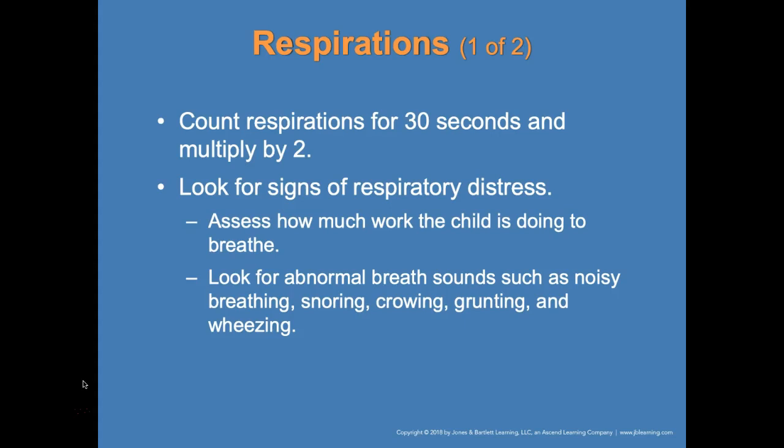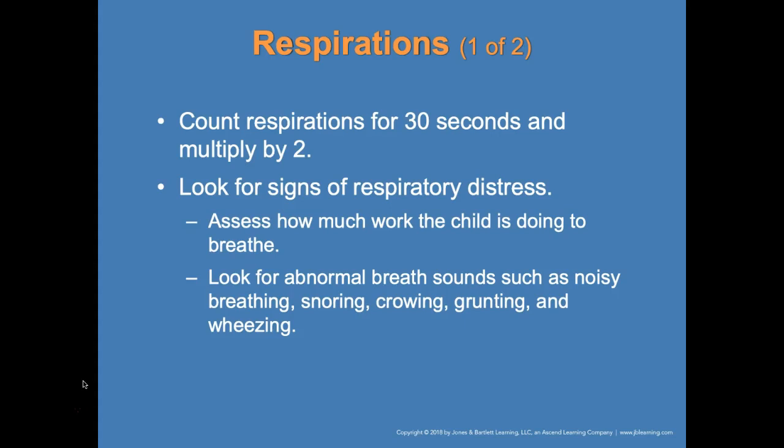When we do check our respirations, we want to count respirations for 30 seconds and multiply by 2. On these ones, remember when we talked about adults, we could do it by counting for 15 seconds and multiplying by 4. With children sometimes do have irregular breathing patterns, so we want to do a full 30 seconds and then multiply by 2. And then if you have any doubts, go ahead and count it for a full minute.